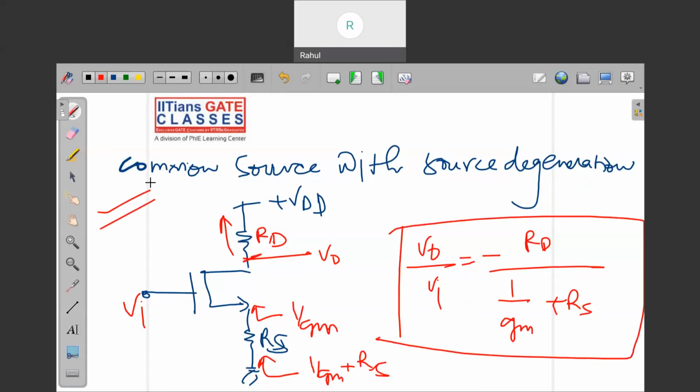So this is how we try to find the gain of any kind of amplifier, in BJT as well as in MOSFET. In the case of MOSFET, finding gain is very easy. In the case of BJT, finding gain will be quite difficult. Understand? So please take care of that.